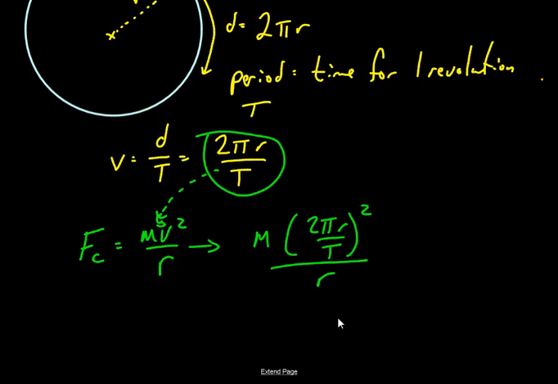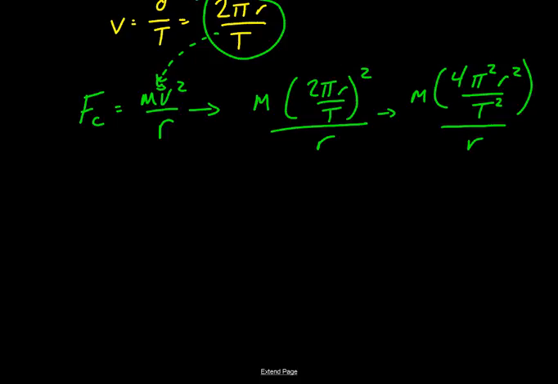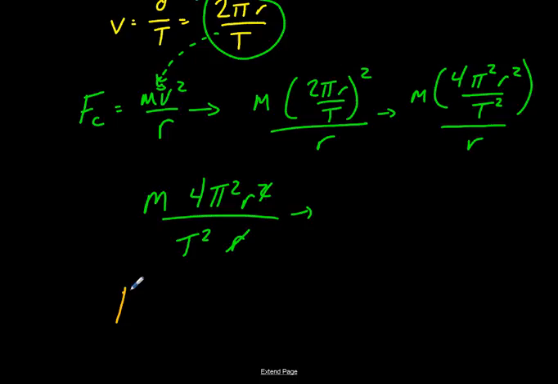Well, that looks like a big mess, but let's see what we can do with that. We should be able to square everything inside of here. So m, 2 squared is 4, pi squared, r squared, divided by T squared, all over r. And then we do one more thing, where it now becomes this. So we're dividing by T squared and r, and then we're going to have a cancellation, one of those r's, and we end up with this. The centripetal force can also be said to be equal to m 4 pi squared r all over T squared.